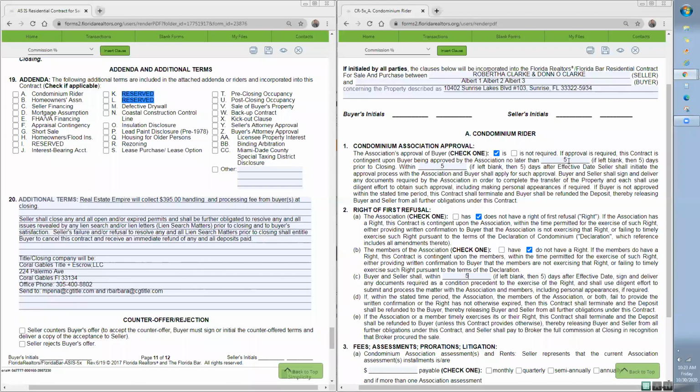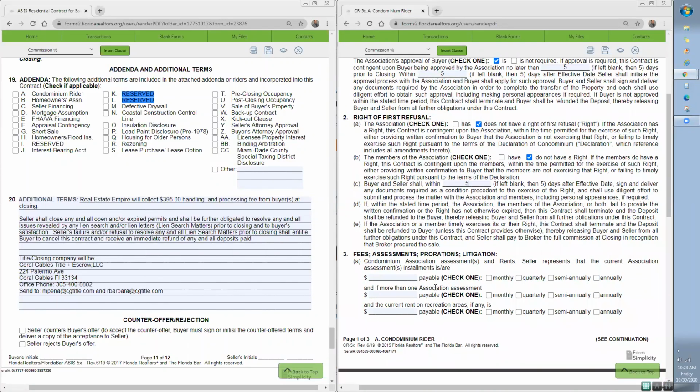5 days prior to closing, we need to be approved. 5 days of receiving the offer and being accepted, the seller needs to notify the association that they're selling the property. And within 5 days, we should also be putting in an application with the association. Okay. Some people like to put 7 days, others like to put 10 days. It's okay as long as it's within the first couple days of this offer being accepted.